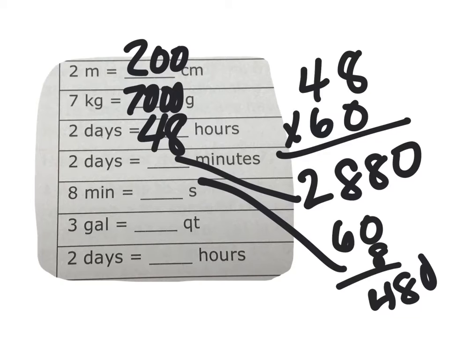3 gallons equals how many quarts? Well, 1 gallon equals 4 quarts, so 3 times 4 is 12. 2 days equals how many hours? We just did that up here, 48.